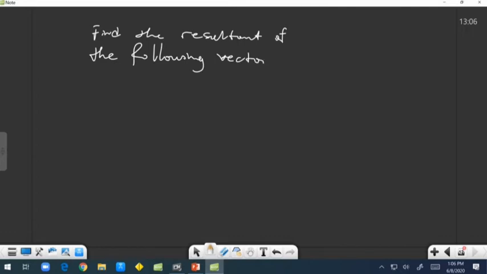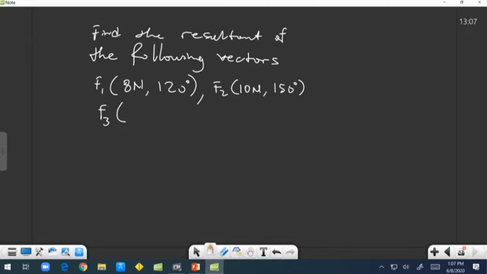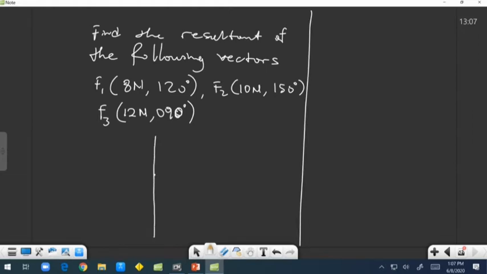vectors. So we have F1 as 8 newtons at an angle of 120 degrees. We have F2 as 10 newtons at an angle of 150 degrees. And we have F3 as 12 newtons at an angle of 90 degrees. Okay? I can call it 090 degrees. So how do we solve that when we are asked to solve? To solve that, we need to apply the values that have been given. So let me draw the diagram so that we see what we are trying to represent.